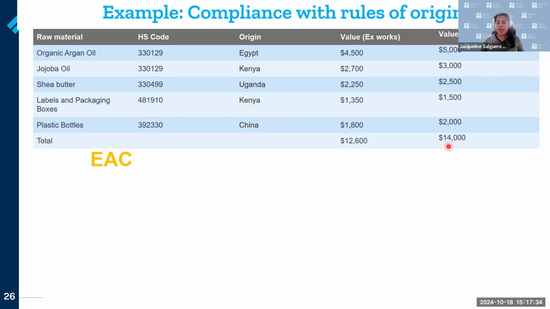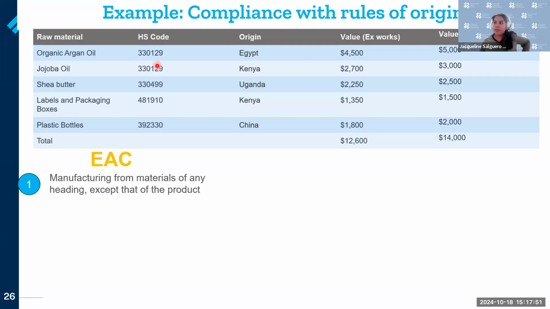How does it work then? I have 2 agreements, the EAC agreement and the COMESA agreement. So let's go one by one. For the EAC agreement, the first condition was manufacturing from materials of any heading except that of the product. You recall the product code is 330499, like the chia butter, same product code. If I just read this part, it will be no, because there is one product that I have used, which is chia butter, that has the same heading, 3304. So therefore, I will not be able to comply with this rule.